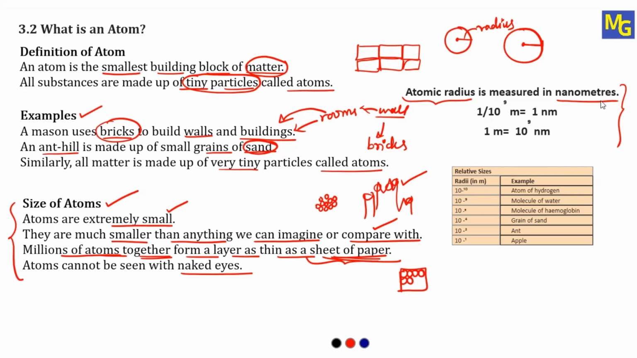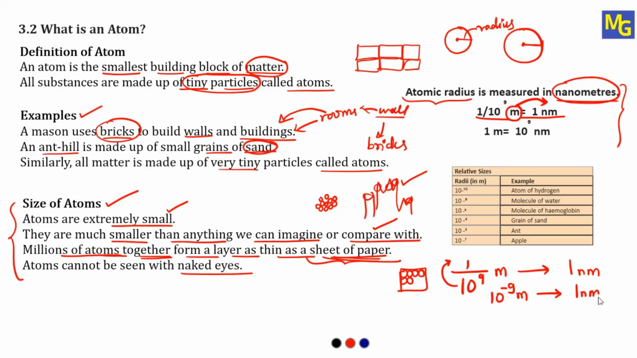To measure this atomic radius, the unit we use is the nanometer. So what is 1 nanometer? 1 divided by 10 raised to 9 meter is 1 nanometer. Or we can write it this way: if I take this 10 raised to 9 to the numerator side, it becomes 10 raised to minus 9 meter, and this is 1 nanometer. Or we can write 1 meter is equal to 10 raised to 9 nanometers.